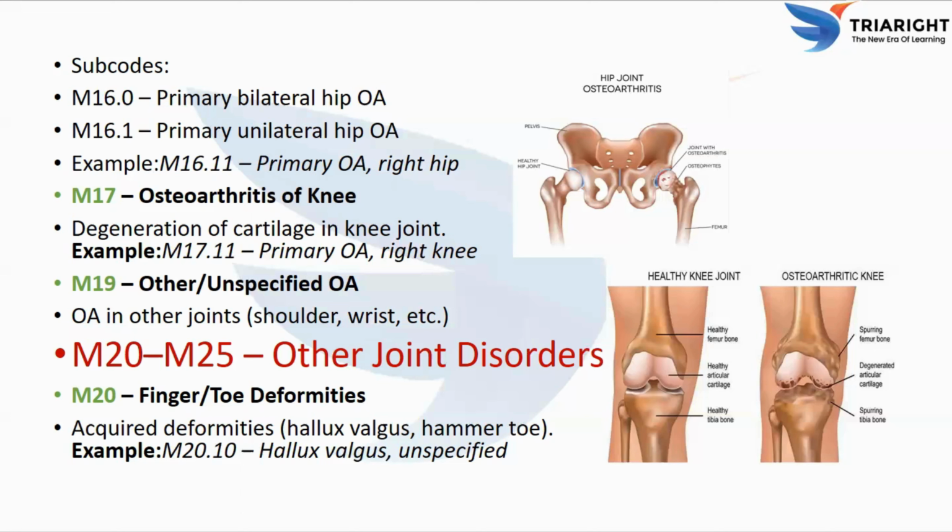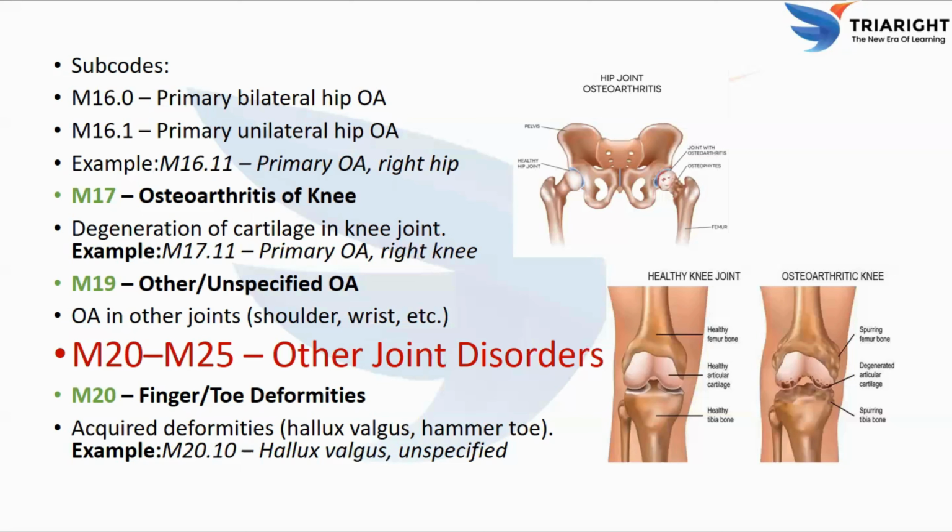And coming to M16, it describes osteoarthritis of the hip. This is a review from the previous slide. So what are the subcodes over here? M16.0 and M16.11. OA means degenerative changes due to aging or wear and tear.